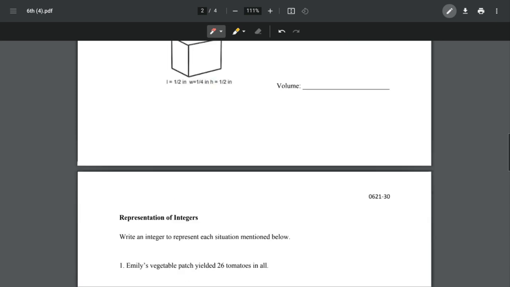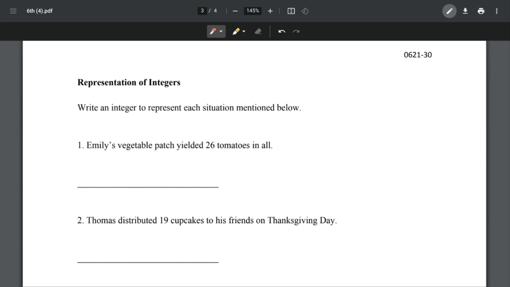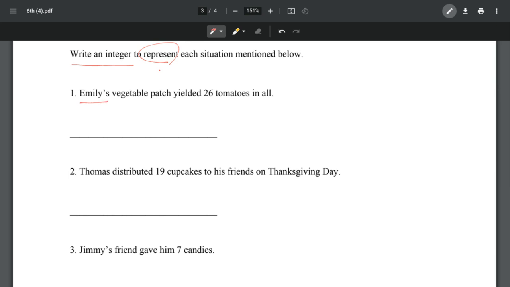And then let's move on to our third page. So again, this is review from last week, right? We are again writing an integer to represent each situation mentioned below. And so number 1, Emily's vegetable patch yielded 26 tomatoes in all. Okay, so that's the key word, and yielded basically means it produced. So that must be plus, right? Producing is like adding.